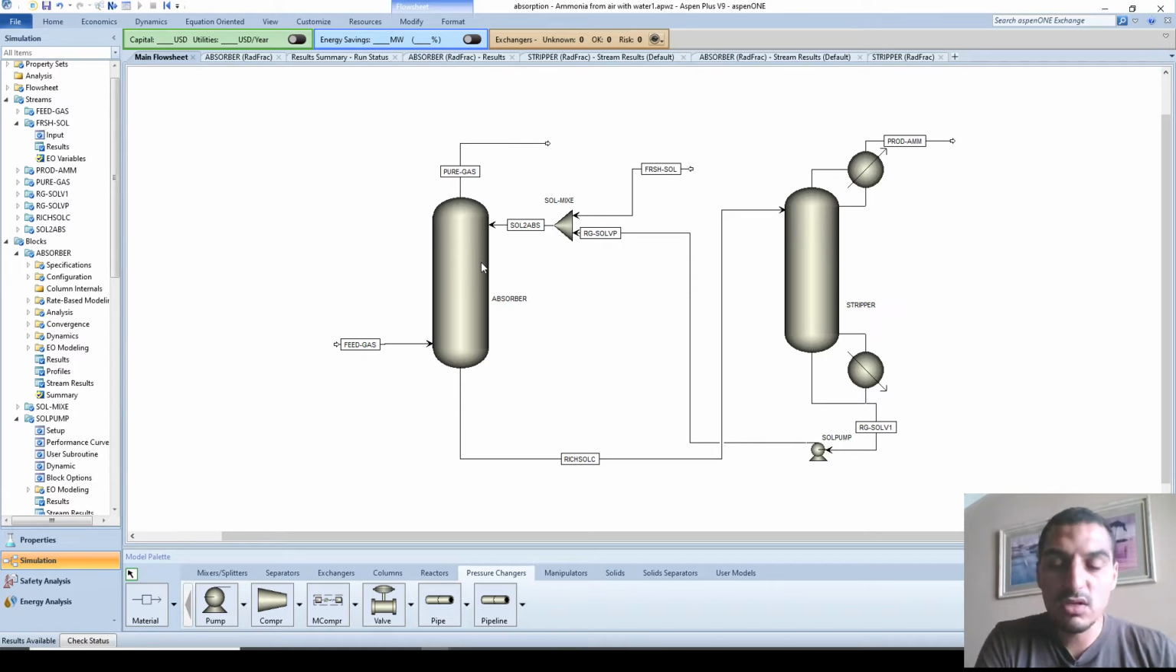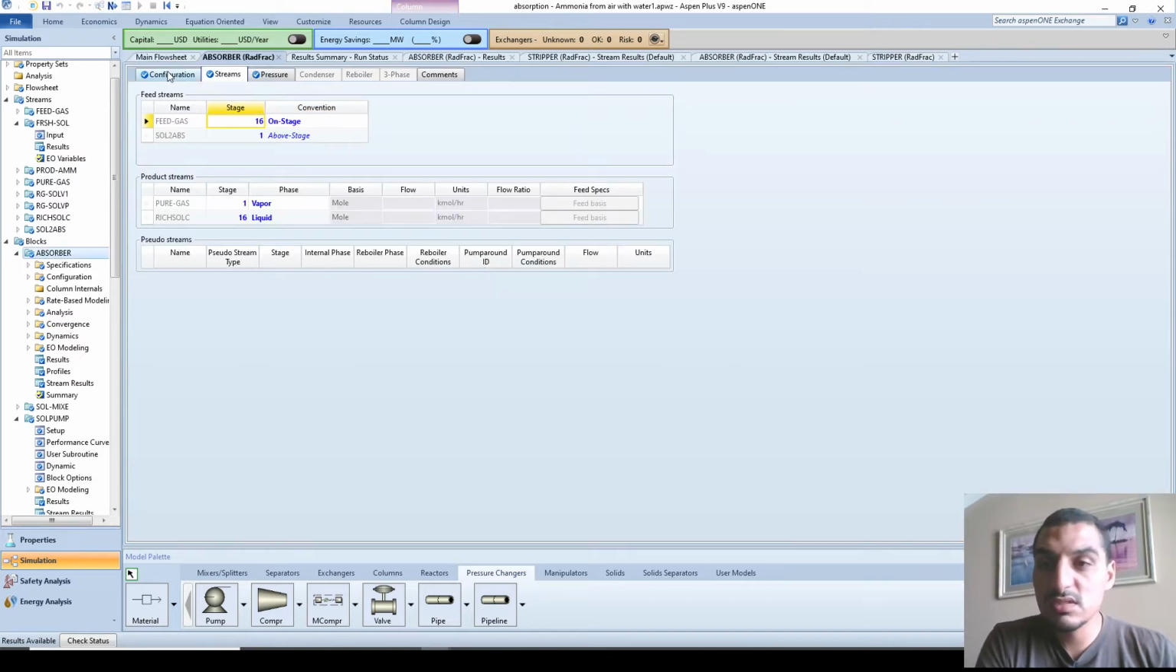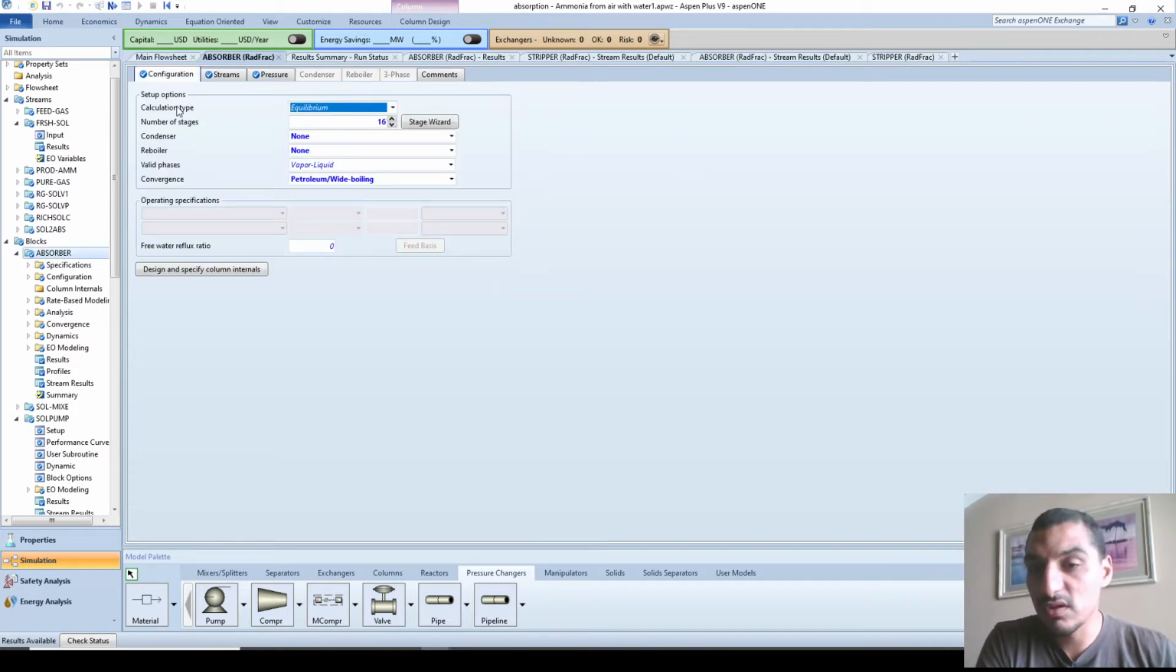The absorber is a column that has no reboiler and has no condenser, and due to this nature of the column, we didn't have any column specifications that we specified. I didn't specify reflux ratio, boil-up ratio, bottom rate, distillate flow rate, anything like this. We didn't specify anything here.